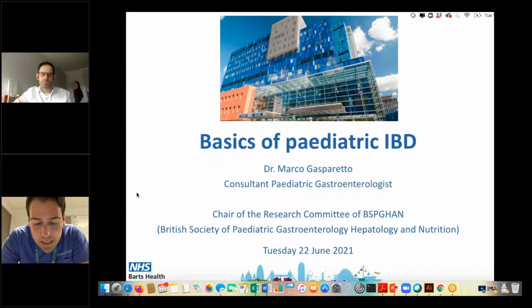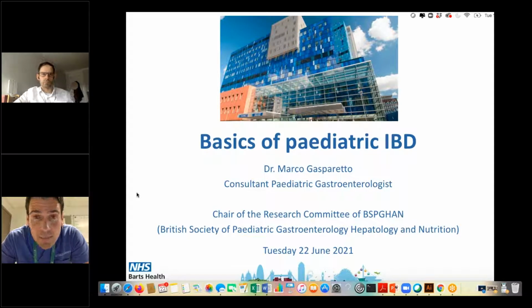And this is really due to the fact that we are diagnosing this condition more and more often. So while it used to be considered a rare disease, it's definitely no longer a rare condition these days. So irrespective of whether you're based in a DGH or in a tertiary level, whether you're based in gastro or not, you will sooner or later manage one or more patients with inflammatory bowel disease in the pediatric age.